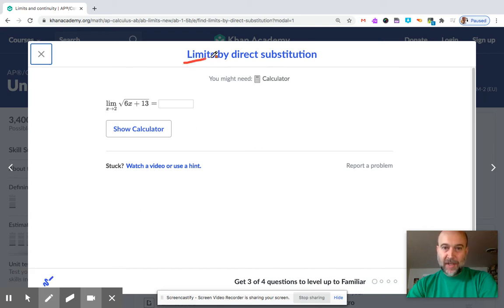So we are doing limits by direct substitution. If the limit has no issues, it's defined and continuous, then we just plug the values in if possible. As I look at this problem, this has one of the places that there could be issues. And when I say issues, I'm talking about domain.